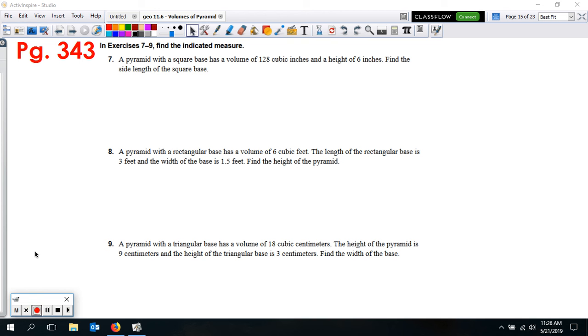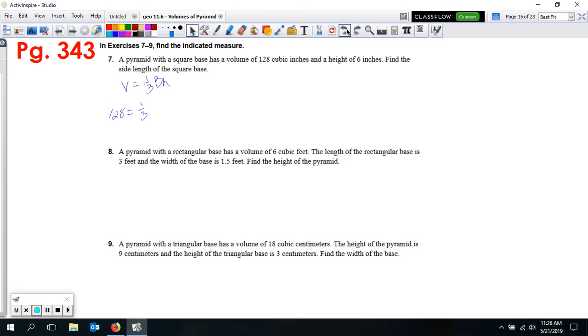So we're going to still use our volume formula here because it's a pyramid. So when it says pyramid, we've got to remember we're talking about volume. So volume equals 1/3 base area times height. So we know what the volume is. That's 128. We can fill that in. We've got the 1/3 there.